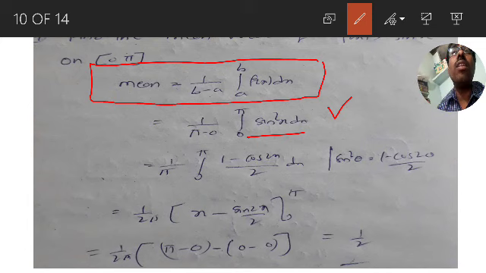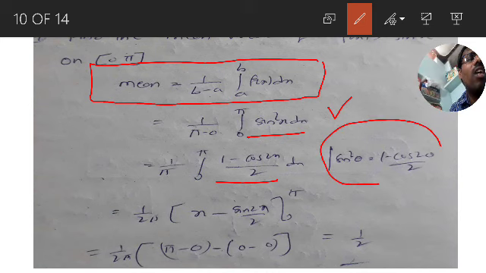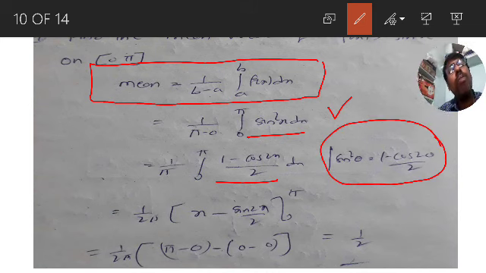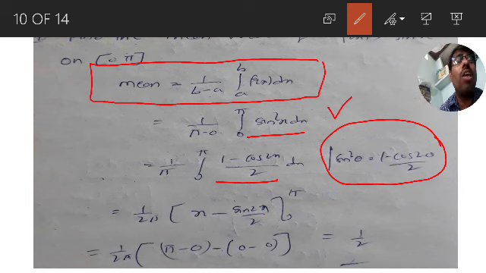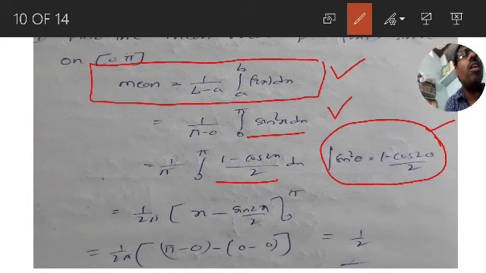We have to write the identity. Sine square theta is equal to 1 minus cos 2 theta by 2. So sine square x is 1 minus cos 2x by 2. So this is a formula. You must give the reference in every problem wherever you are using formulas, any standard formula. I wrote the mean value formula 1 by b minus a integration a to b f of x dx. Now I am writing sine square theta is equal to 1 minus cos 2 theta by 2.